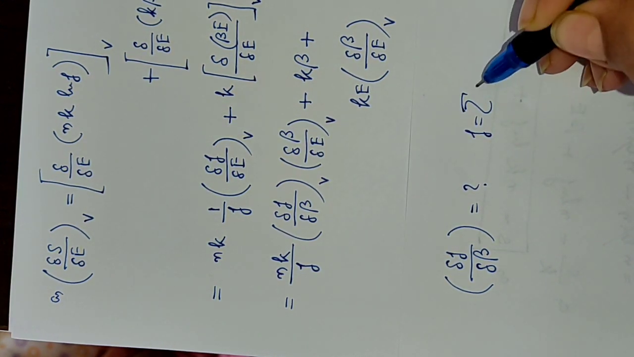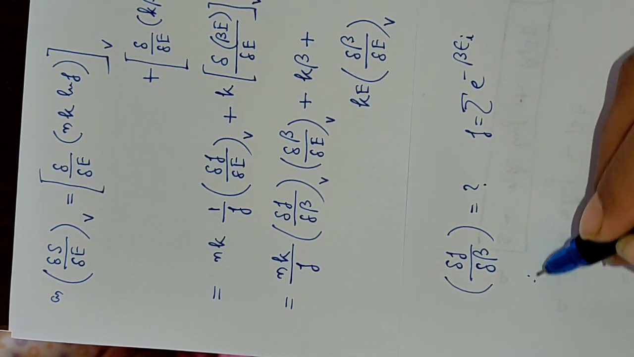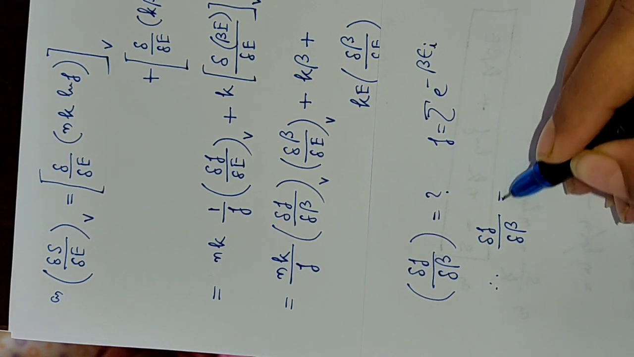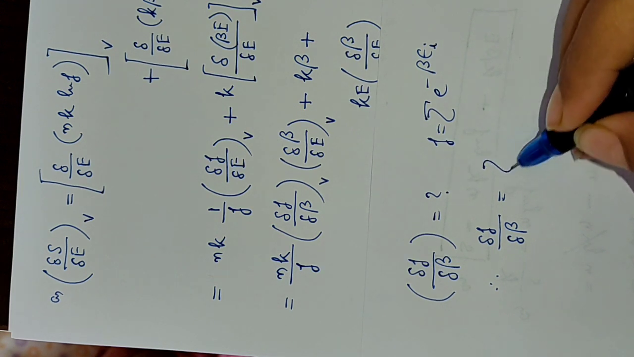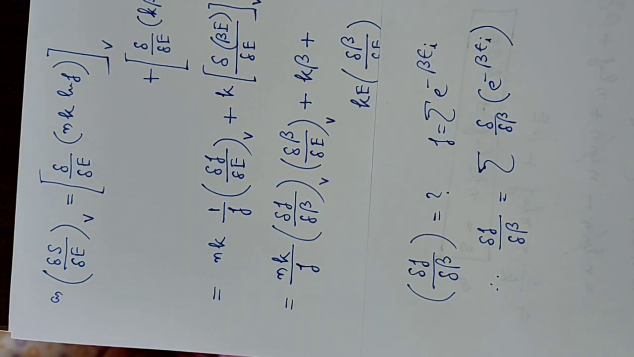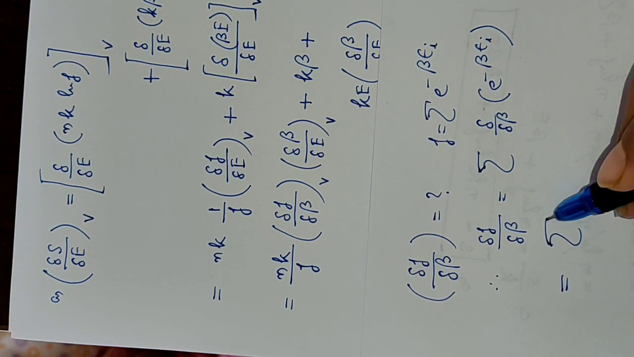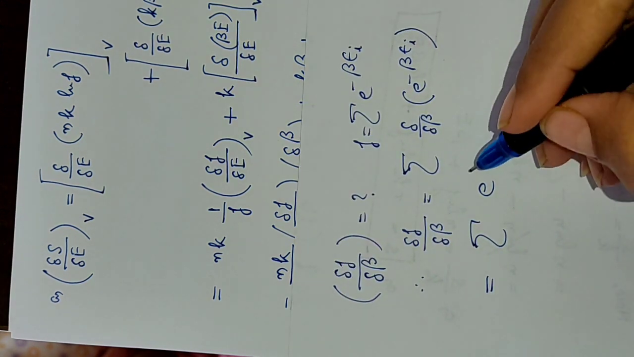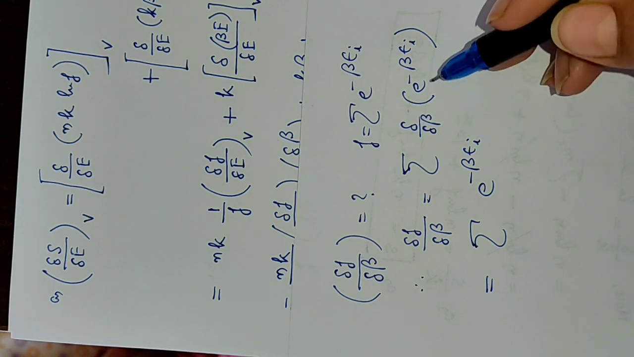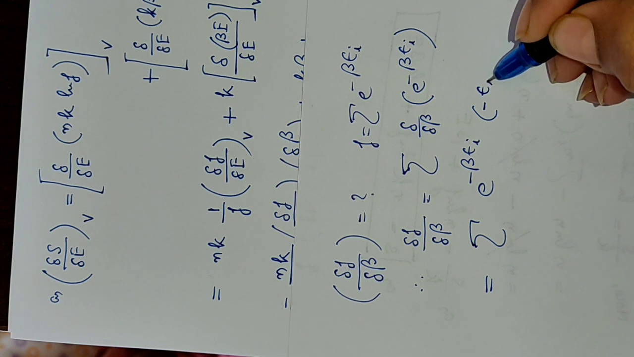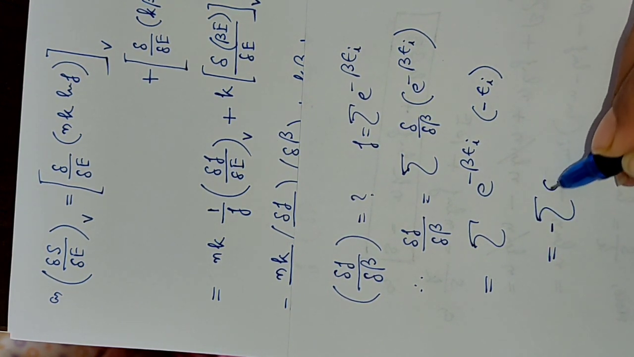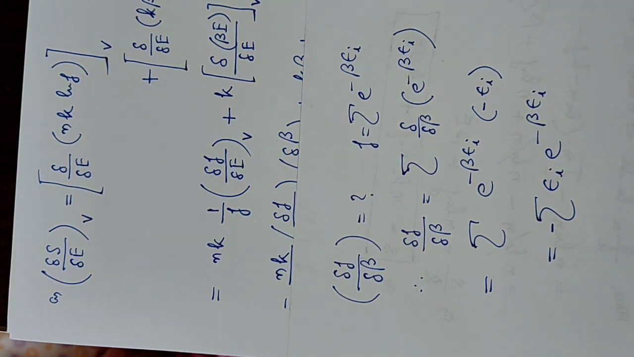We know F equals summation over e to the power minus beta epsilon I. So upon differentiating, we will get del F del beta. Since derivative and summation commute, we will have summation over this term. Now this will come out and the derivative will operate on this parenthesis, so it will be del beta of minus beta epsilon I, so minus epsilon I will come out, and del beta of beta will be 1. So we have minus epsilon I e to the power minus beta epsilon I.